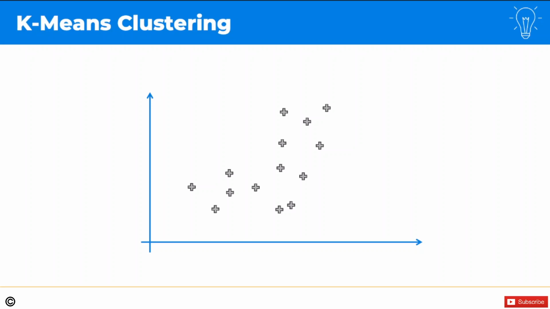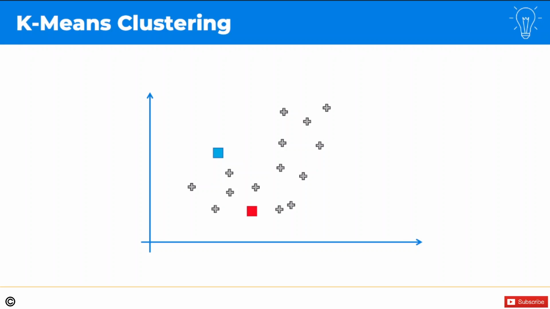Well, the first step is that you need to decide how many clusters you want. We'll talk about how to make this decision in the next tutorial. For now, let's say we decided on 2 clusters. Then for each cluster, you need to randomly place a centroid on this scatter plot. Wherever you like, it doesn't have to be one of the existing points.